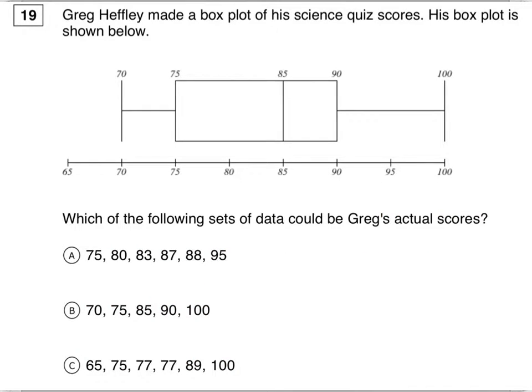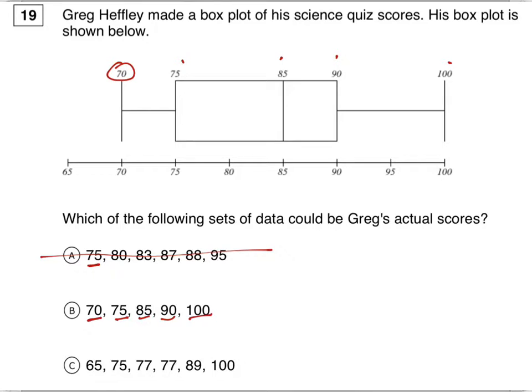All right, problem 19. Greg Heffley made a box plot on his science quiz scores. His box plot is shown below. Which of the following sets of data could be Greg's actual scores? All right, so I'm going to look at A. A, the lowest number is 75. On my graph here, the lowest number is 70. So immediately, it can't be A. B has the lowest score of 70. It does have a 75 here. 85's in the range, 90's in the range, 100's in the range, so it could possibly be B.